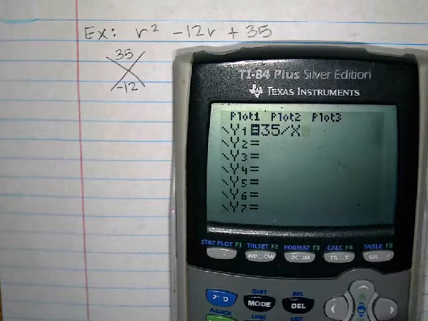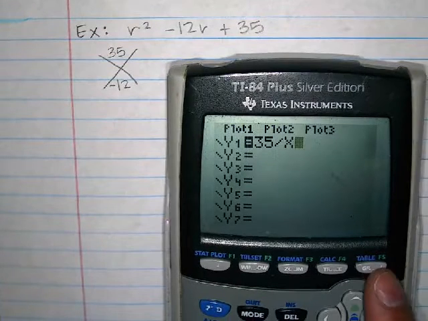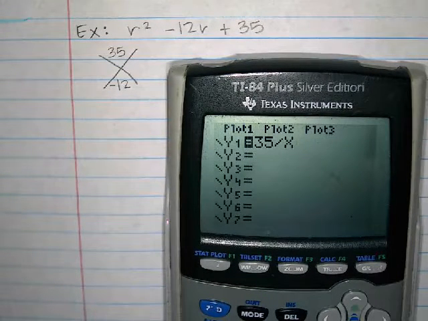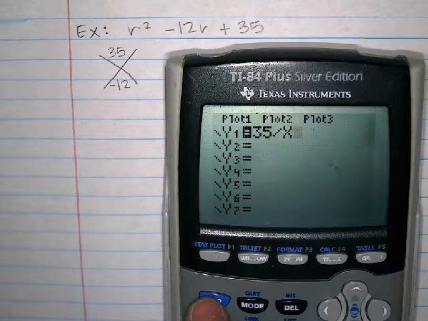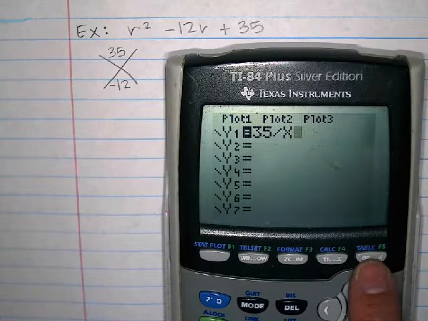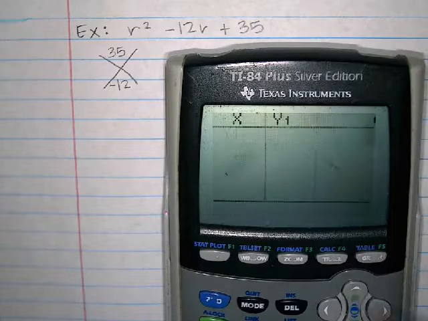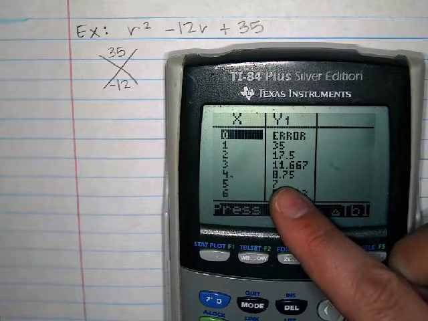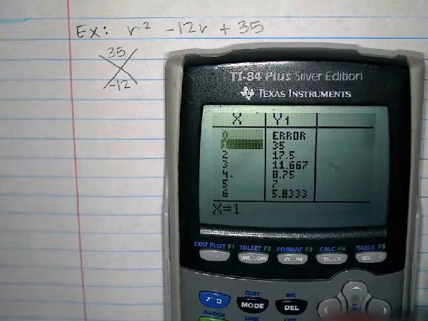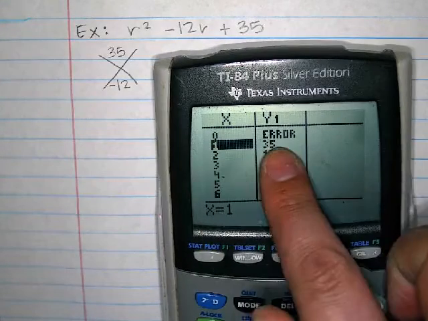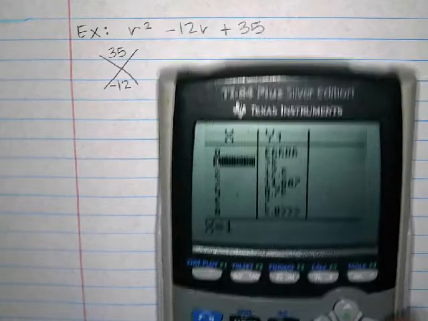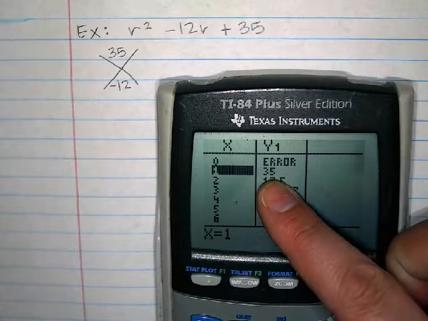So 35 divided by x, and if I wanted to see what the graph looked like, I would hit graph, but I don't care about the graph. I just want to see what the table is, the numbers that multiply to 35. So I'm going to hit the blue button because I want the table, and that's in blue. I'm going to hit second graph, and these are all of my options, and I ignore the ones that have decimals in them. So 0 times nothing is 35, that's why it says error. 1 times 35 multiplies to 35, but that adds to 36.